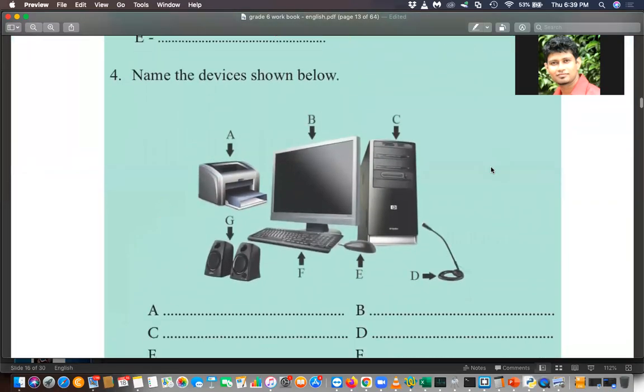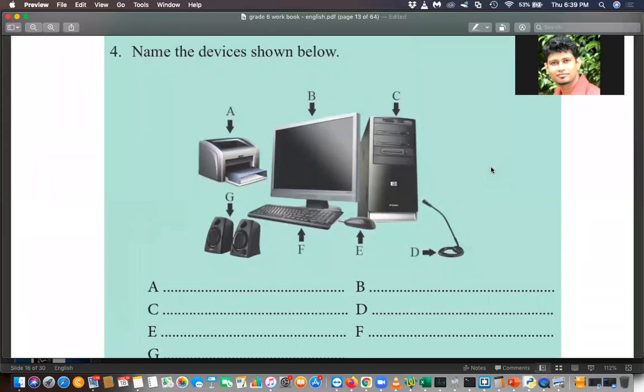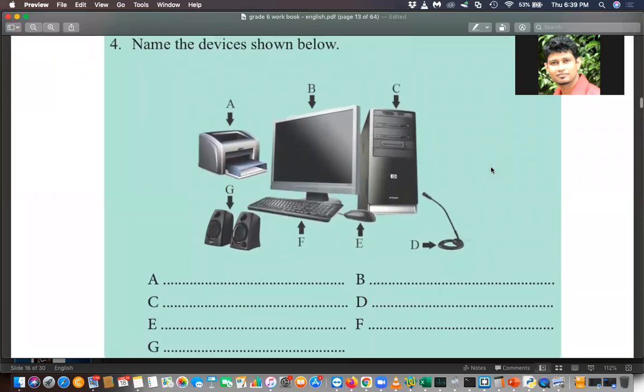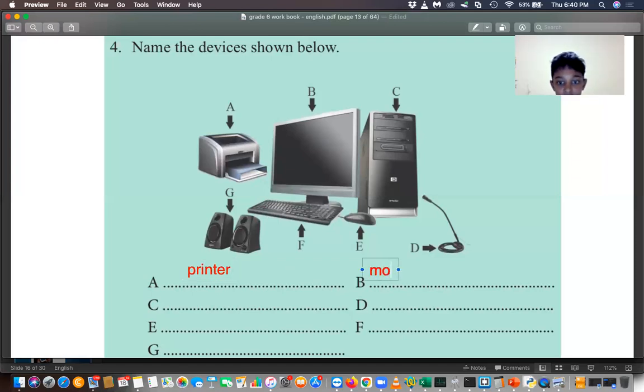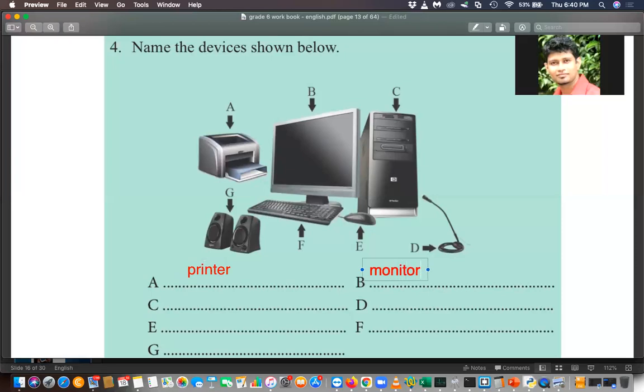Right, let's go to the next one. Now you have to identify the devices in the computer. These are basically called peripherals, devices which can be seen from the outside, but you don't know that name. But mainly the input devices and output devices you can see. So what is A? Printer. A is a printer, yes, correct. What is B? Monitor. Yes, it's a monitor or screen.